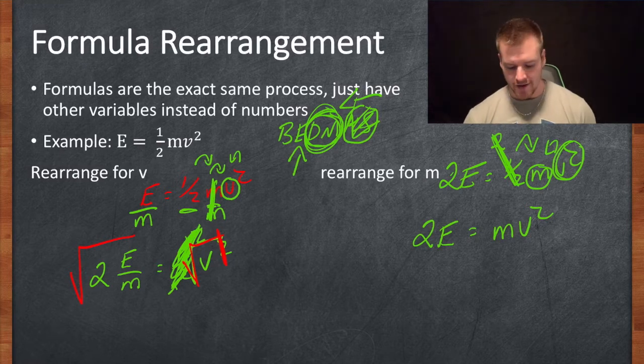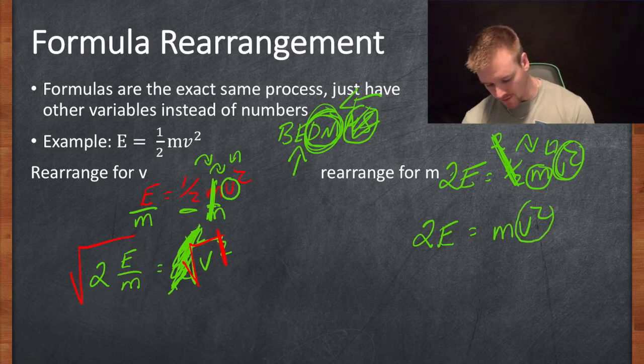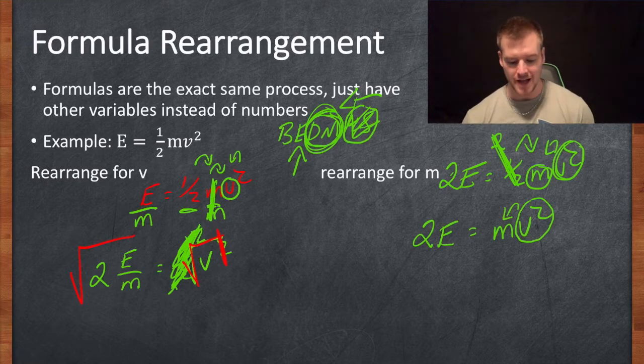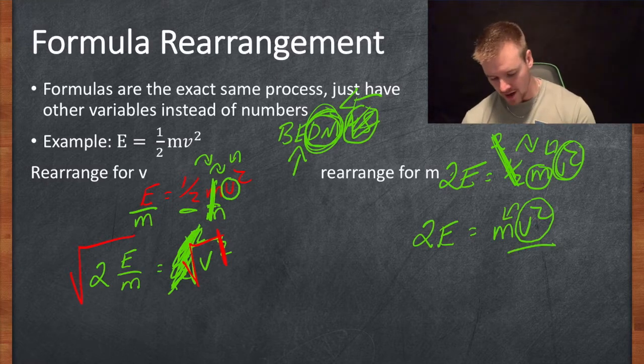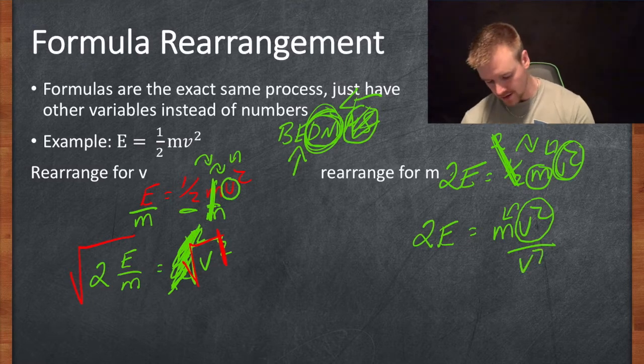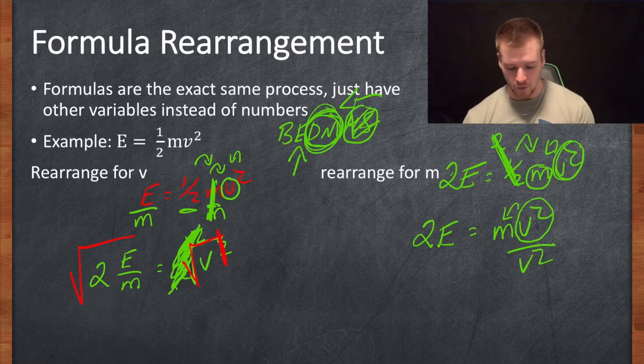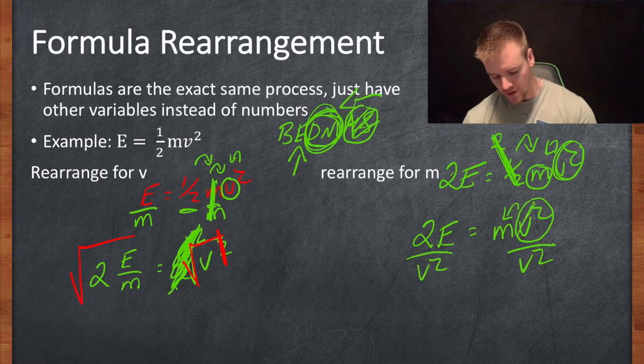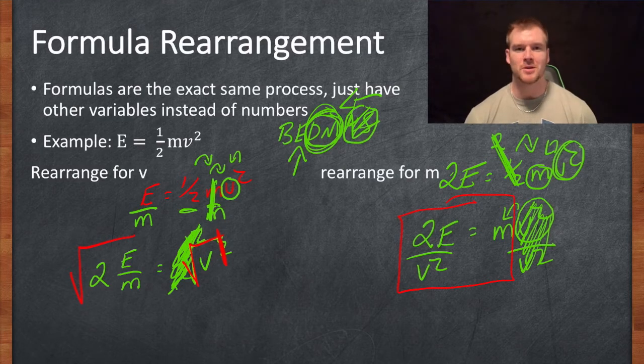Okay, now to get rid of that v squared, remember the v squared is being multiplied by m. So how do you undo that? You divide by v squared. You don't have to take a square root because remember that m is not being squared. So we divide by v squared, that whole thing. Divide by v squared over here. Those cancel, and that is our final equation: 2e over v squared is equal to m.